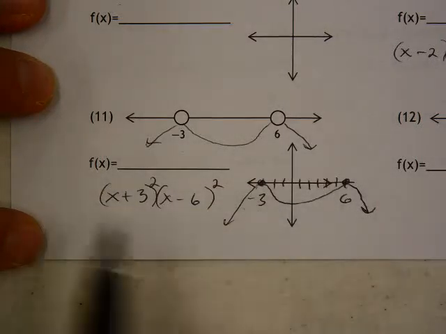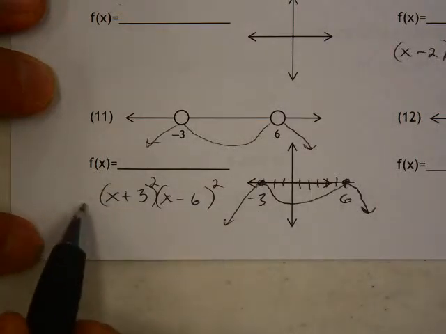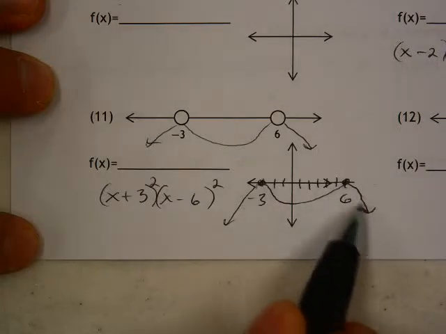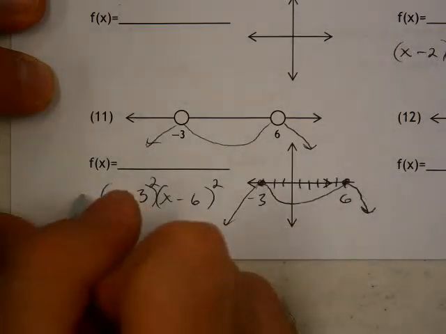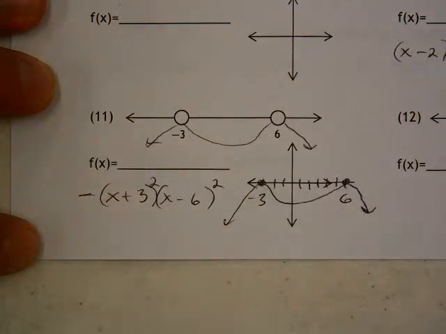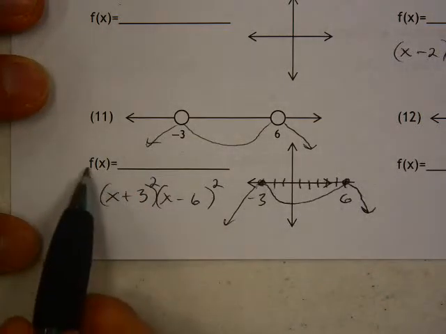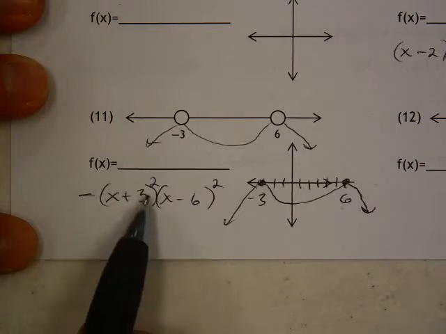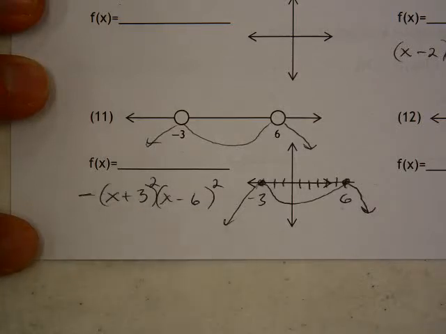The last thing we have to worry about is whether we're positive or negative in front. Since we're going down to this side, down to the right, that means we're negative. Our equation is f of x equals negative quantity x + 3 squared times the quantity of x - 6 squared.